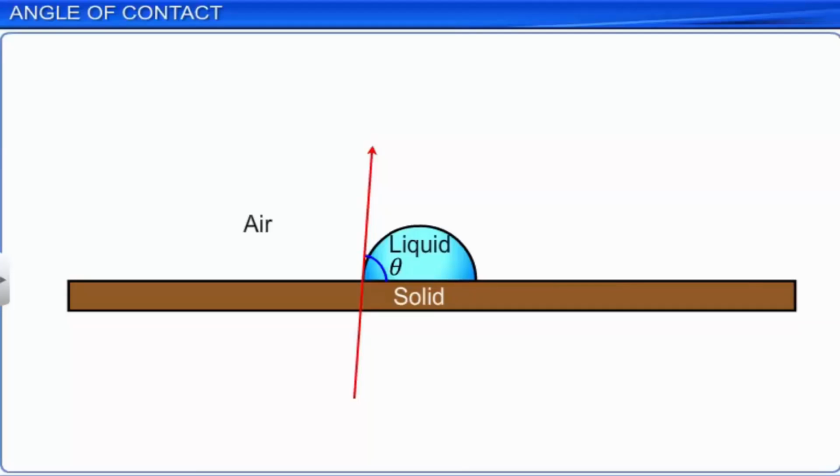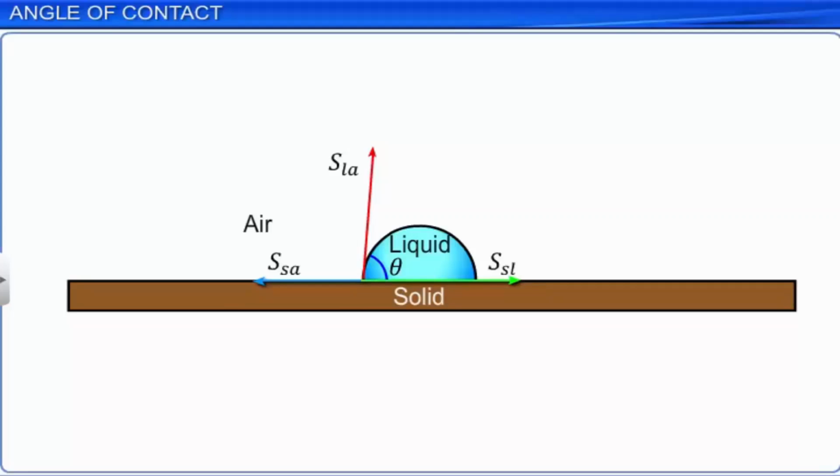At any point of contact between a liquid and a solid, there are three interfacial tensions to be considered. One at each interface, namely liquid-air, solid-air, and liquid-solid. These are denoted by S_LA, S_SA, and S_SL respectively.